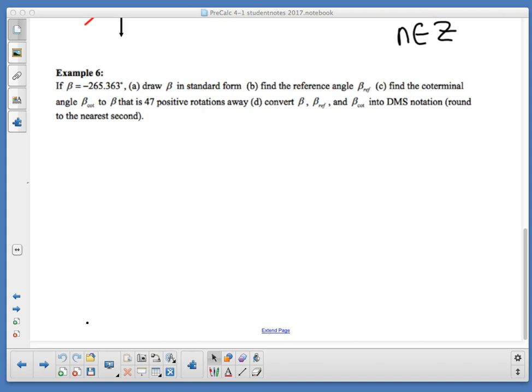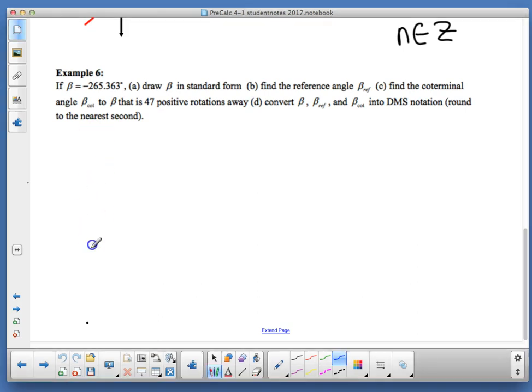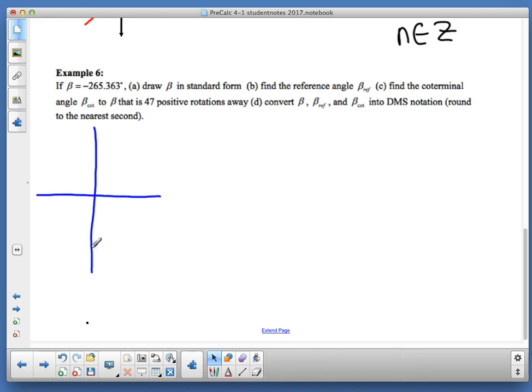I want you to draw beta in standard form, okay? And that means you're going to take it from the x-axis that's between the first and fourth quadrant and show me what that angle looks like. So go ahead and do that right now. Draw beta, okay? And I'm just going to put my axis up and wait for you guys to finish drawing your beta. Because at this point, we kind of know the direction of positive, negative on our axes.